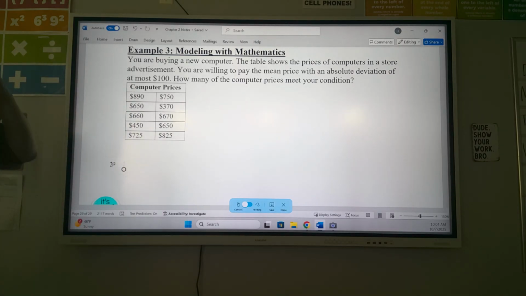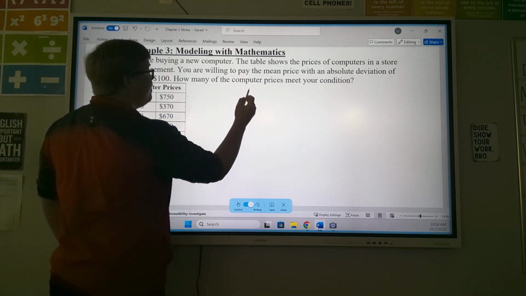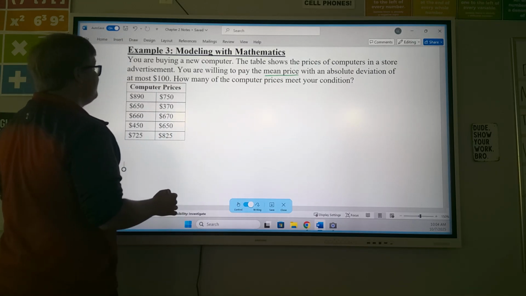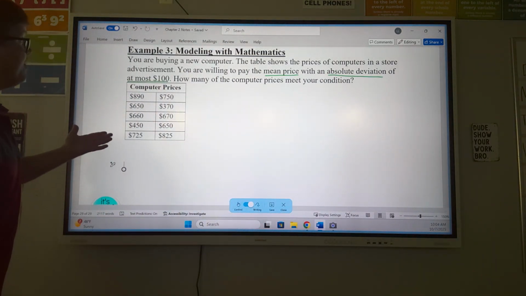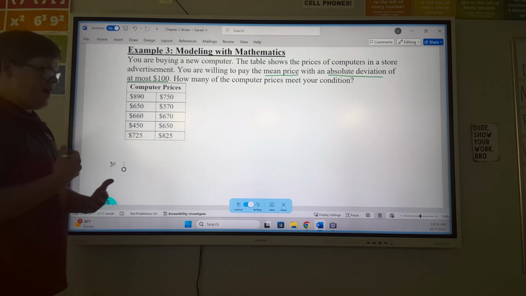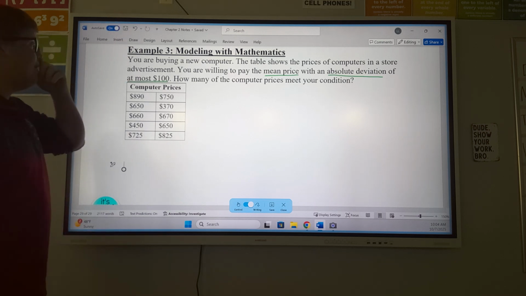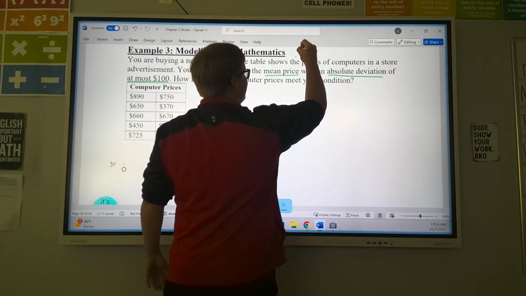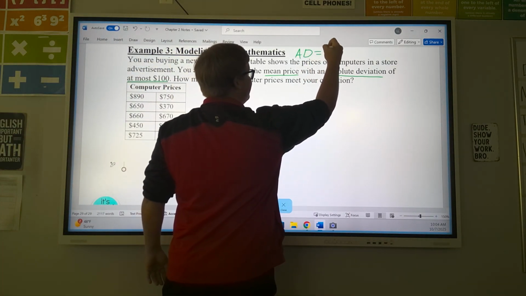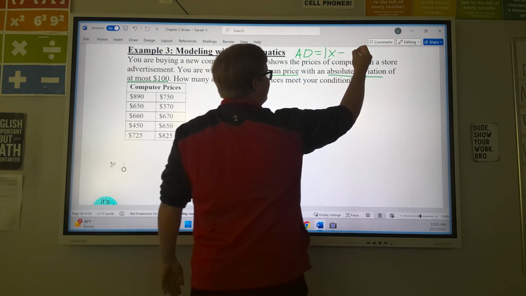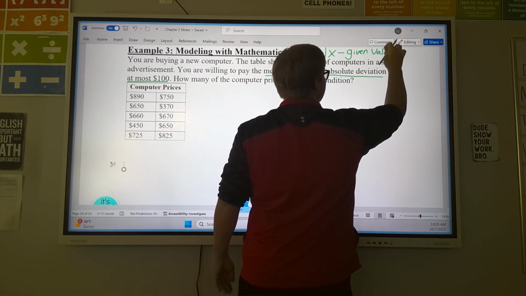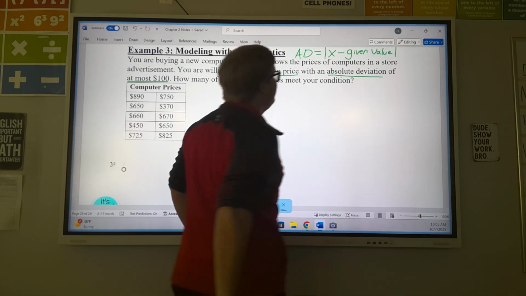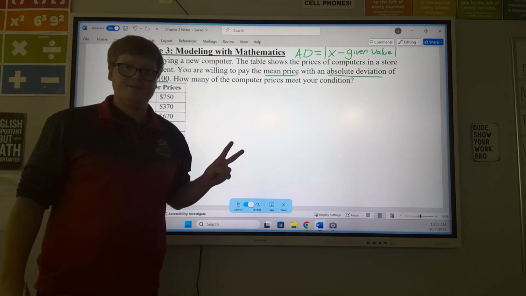The table shows the prices of computers in a store advertisement. You are willing to pay the mean price with an absolute deviation of at most $100. How many of the computer prices meet your condition? Okay, so the absolute deviation equation should be on your notes up top, but if it's not, the absolute deviation equation is x minus the given value. That's it. There's only two things. It's x minus a given value.